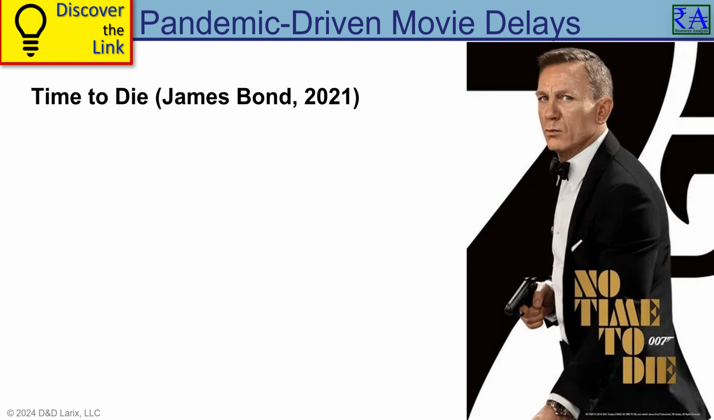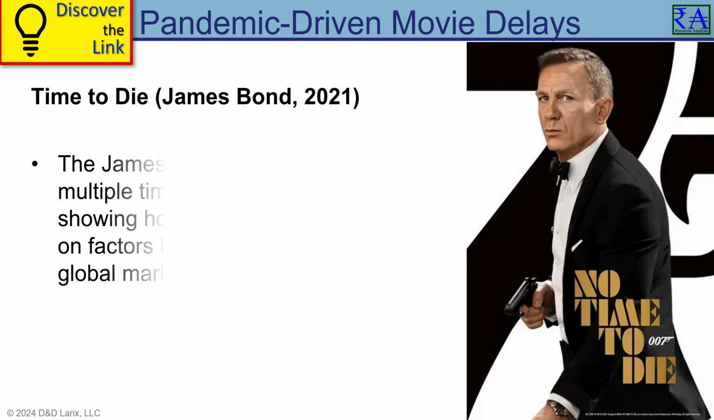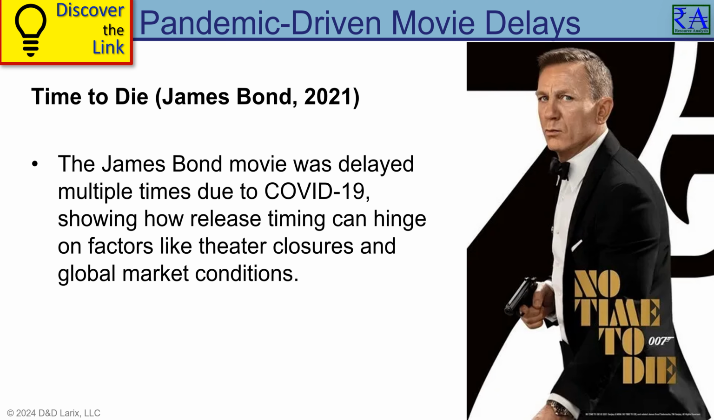Timing is critical for the success of any product. This is especially true in the entertainment industry. A powerful example of this is the release of the James Bond movie, No Time to Die. The 25th film in the James Bond series was one of the most anticipated movies in recent history. Originally slated for release in April 2020, the movie faced delays due to the COVID-19 pandemic, pushing the release to December 2021. The pandemic led to theater closures worldwide, significantly reducing the potential audience.